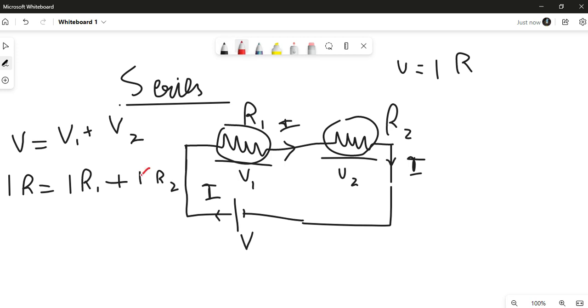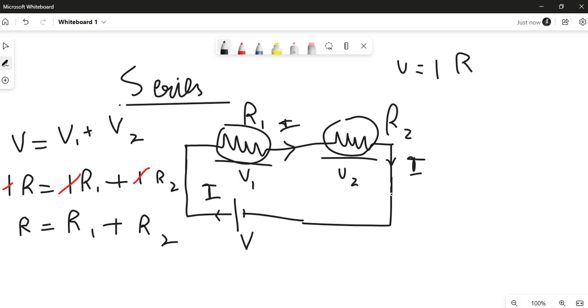Now this I will cancel with the I on the other side, because if you take it common, it's going to come out and you will see the cancelling. So R equals R1 plus R2. In the case of series, the net total resistance is just the sum of the resistors. If you have R1, R2, R3, R4, so many resistors, you just add all the values and you will get your equivalent resistance.